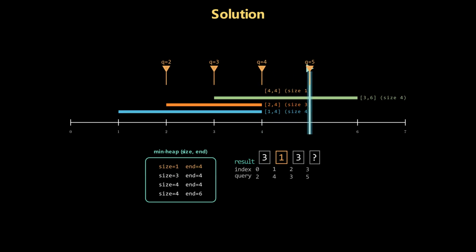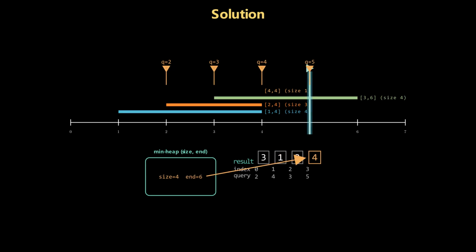Process query 5, original index 3. At query 5, no new intervals are available to push, they have all already started. Now we only drop the ones that have expired. Pop interval 4 to 4, size 1. Its right end 4 is less than query 5, so it no longer covers this point. Similarly, pop 2 to 4. Similarly, pop 1 to 4. Smallest active interval is 3 to 6, size 4. Write 4 into result at index 3.